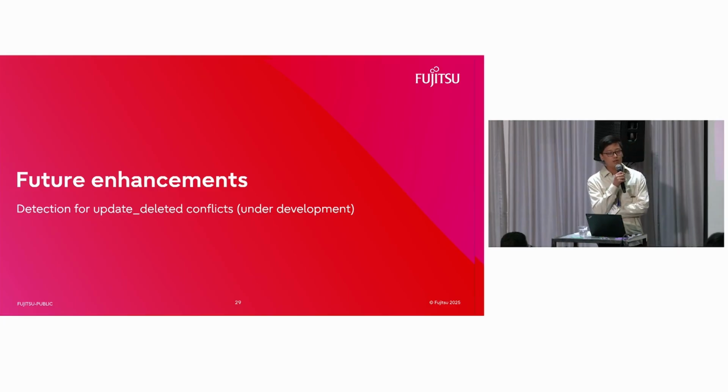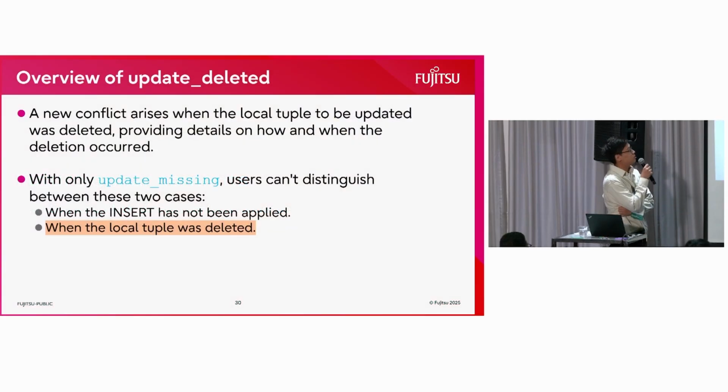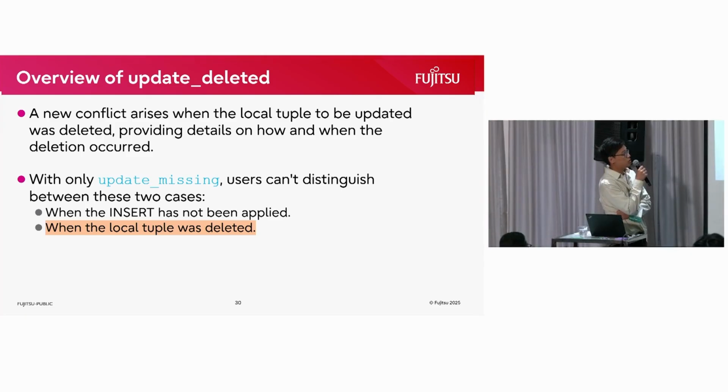So first, in a future version, we may have a new conflict called update deleted. It's a new conflict that arises when the local tuple to be updated was deleted. It's different from the update missing we mentioned earlier because it does not target the case where the insert has not been applied. It only targets the second case, when the local tuple was deleted, mostly by another origin or by a local user.